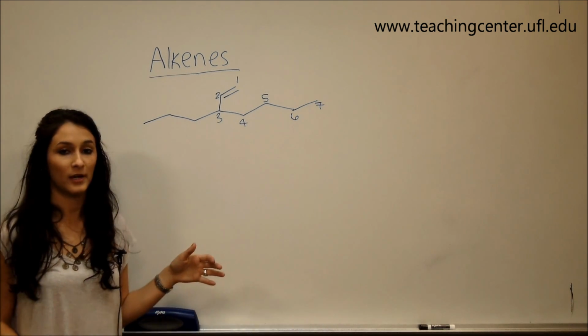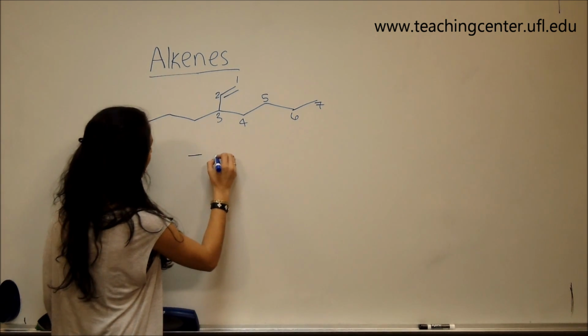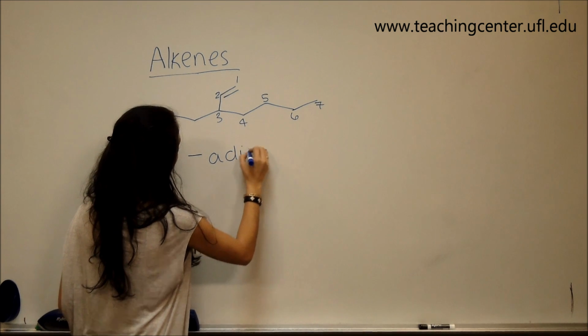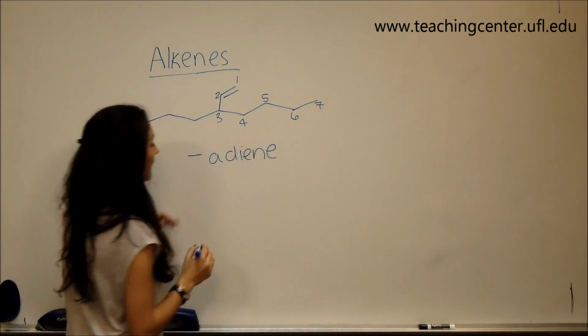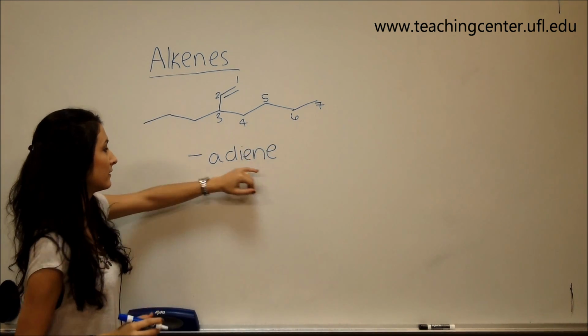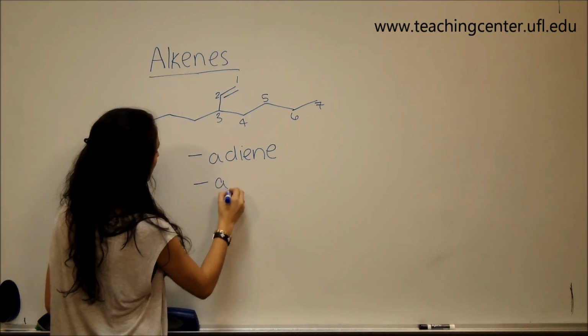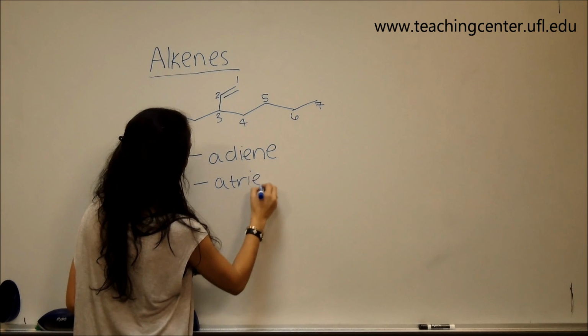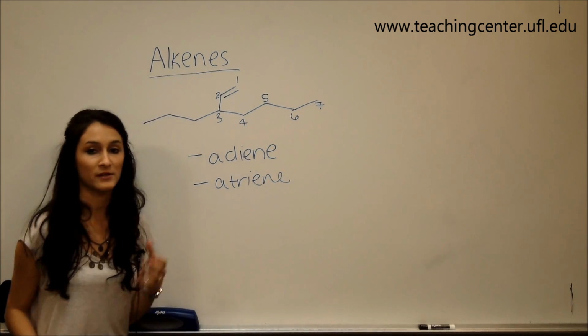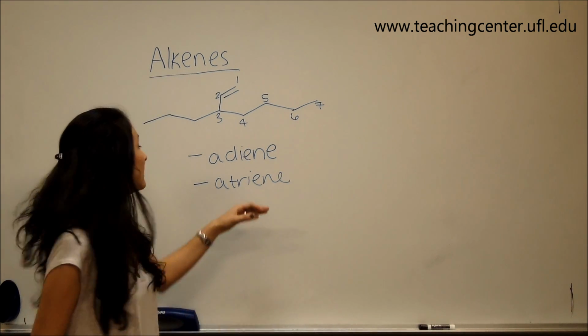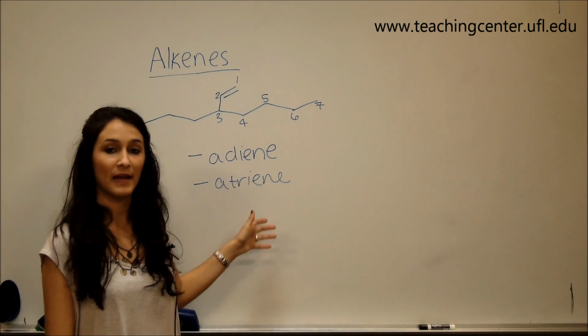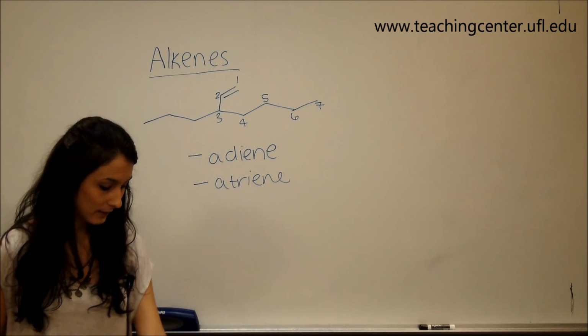If you have 2 double bonds, you're going to use this as your suffix: a diene. Okay, so di for 2 double bonds. And if you have 3, you would use a triene. Okay, so that would be your suffix. You would name it as normal. Instead of putting ene, you would put a diene or a triene. Okay?